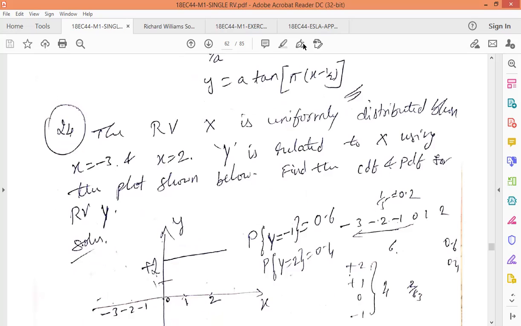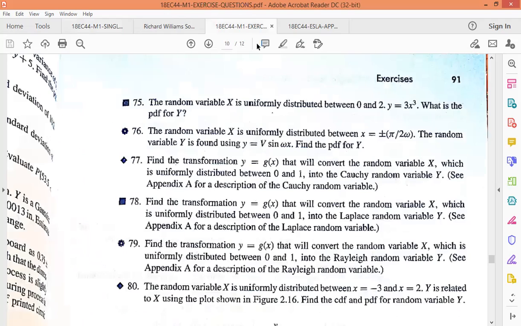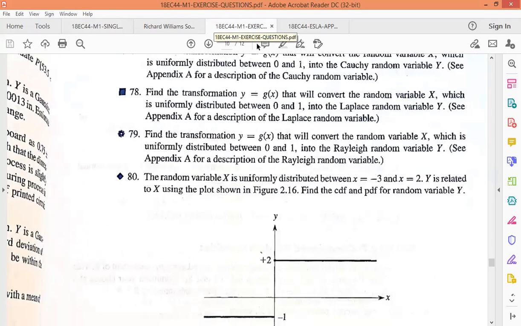And next, as a next problem, we'll move on. Similarly, you can solve for the other random variables which are given here.